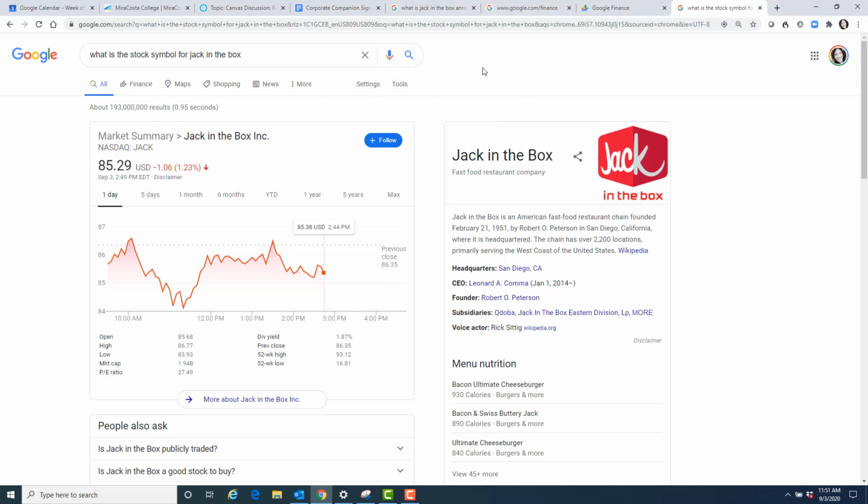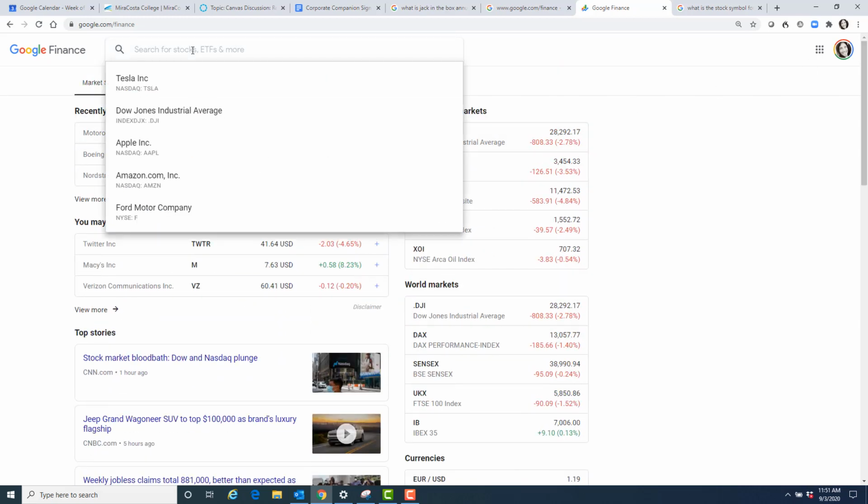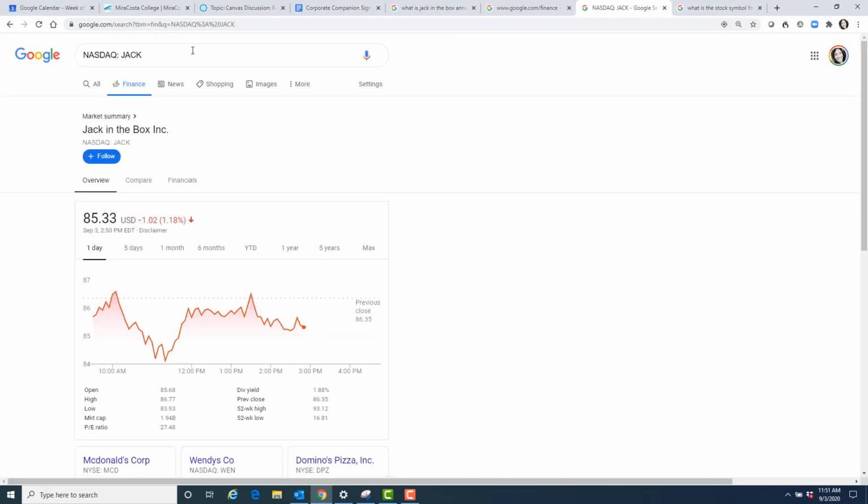Awesome. Then you're going to go to Google Finance. So to do that, google.com/finance. You see that up here in the upper left. And our first question is going to ask, how many employees do they have and what are their annual sales? Now we may get that on the finance page, we may not. So let's go ahead and type in Jack. And there's Jack in the Box right there. And here's our stock quote for Jack in the Box.